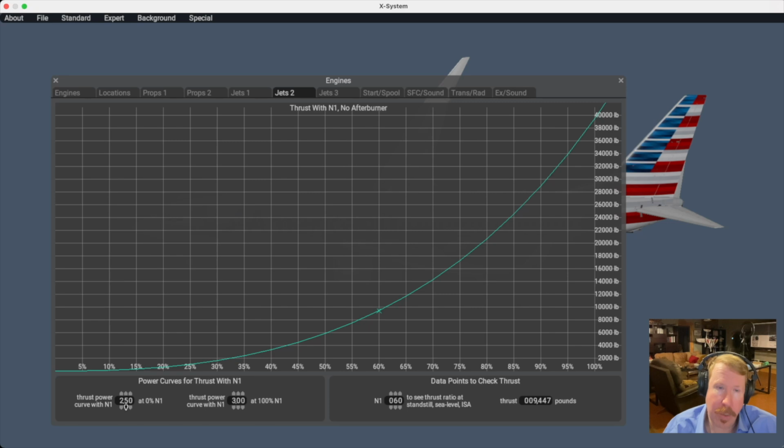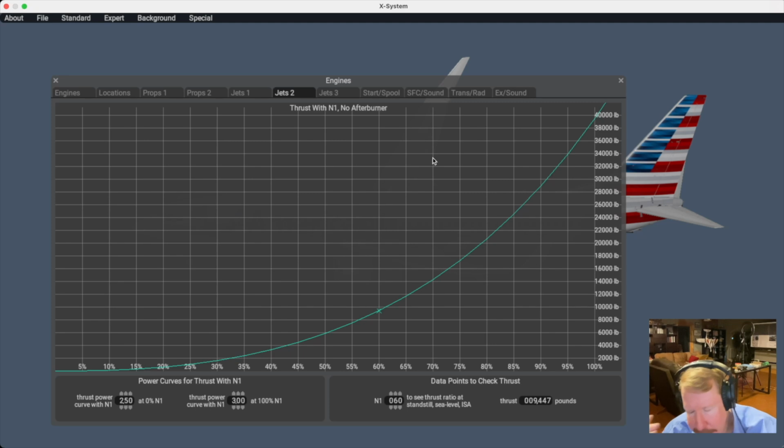It's more than a square law. It's halfway between a square law and a cube law. So, in other words, if that N1, that big old N1 fan, is starting at half speed, which is 50% RPM, it's only going to get 6,000 pounds of thrust. 6,000 out of 40,000.